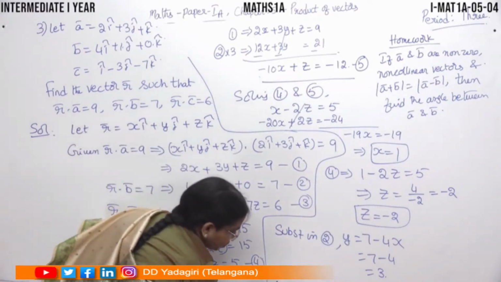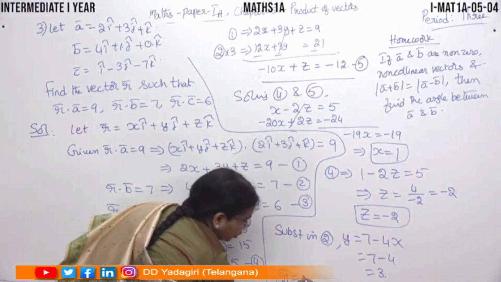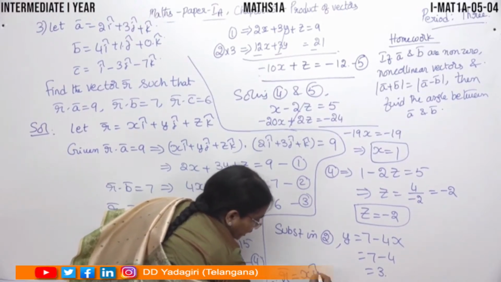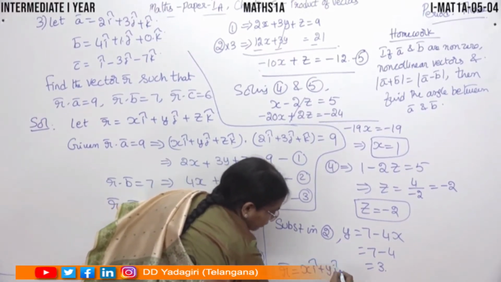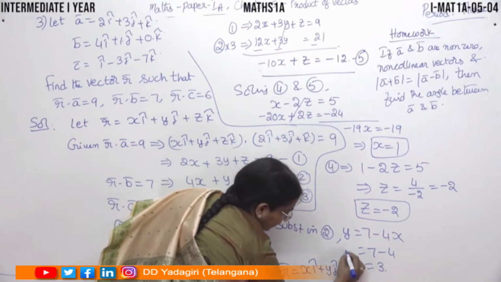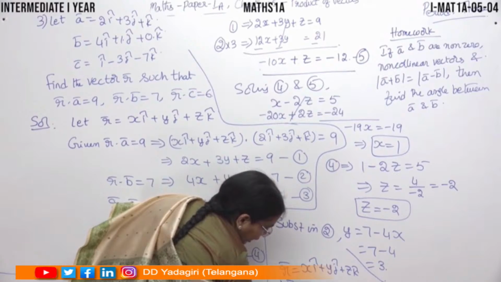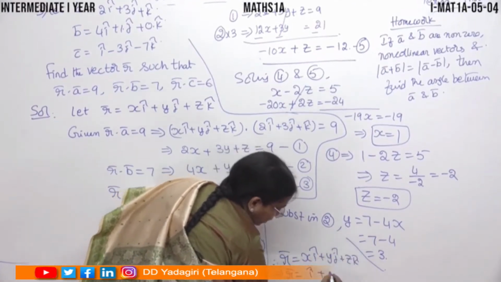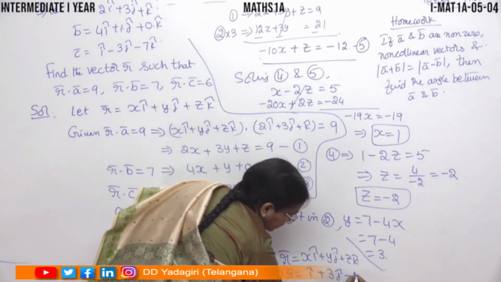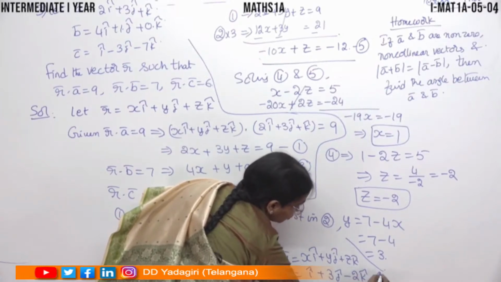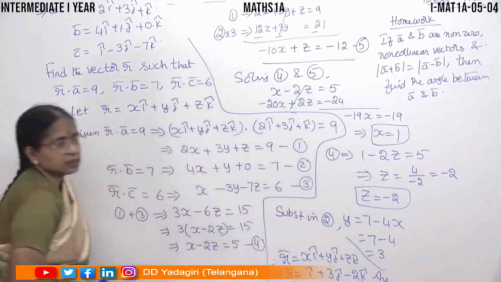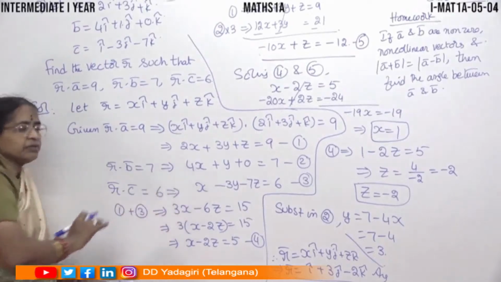So you substitute and you will get r is equal to xi plus yj plus zk. That is, r is equal to x is 1, so i, plus y is 3, so 3j, z is minus 2, so minus 2k. So like this you will get the answer. So solve the three equations and find.